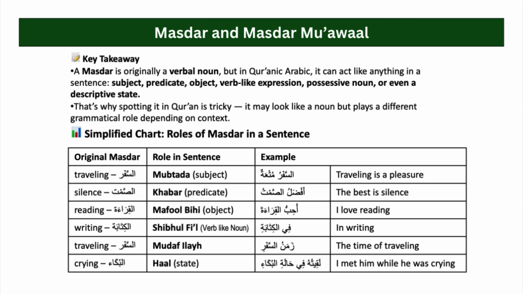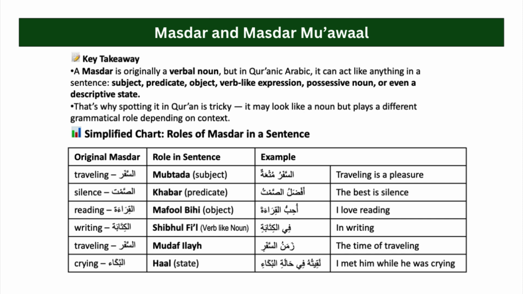First row, masdar as mubtada. We have the masdar as-safaru, meaning traveling. Now see its role. It is used as a mubtada, the subject of the sentence. The example is as-safaru mut'atun. Traveling is a pleasure. So here, as-safaru is the mubtada. Notice how the idea of traveling itself becomes the subject. No person is mentioned, just the concept.